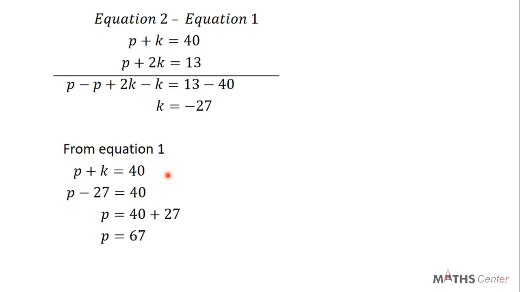At the beginning of the previous video, we saw that the expression for this variation is y is equal to p plus kx, and we have been able to find the value of p as 67 and the value of k as minus 27. So we will replace p with 67 and k with minus 27. This is going to give us y is equal to 67 minus 27x. Now we have an equation connecting y and x.